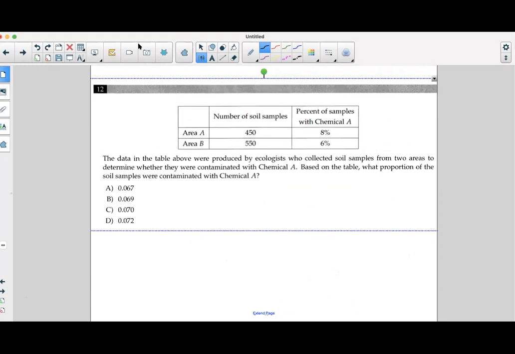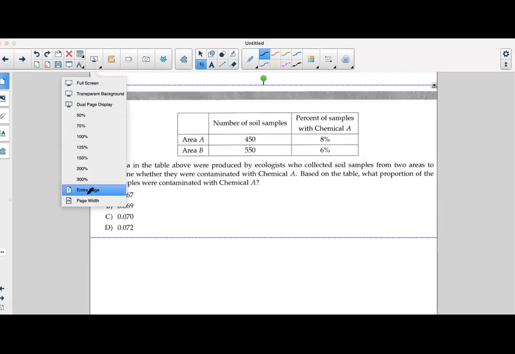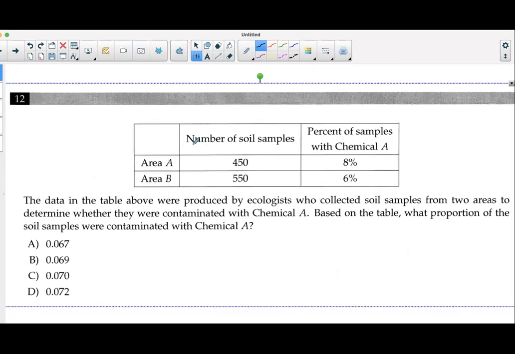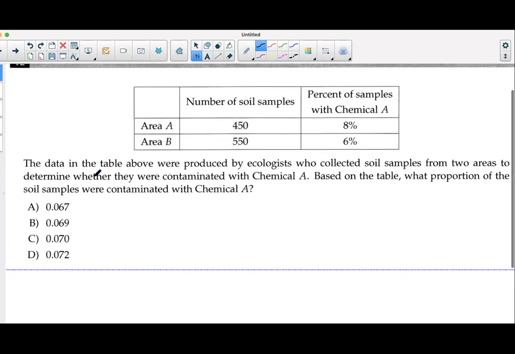All right, guys. So this is what we have. Let's try to read it and then see what's going on here. So number of soil samples and then percent of samples with chemical A. Okay, and then area A and area B and so forth and so on here. The data above were produced by ecologists who collected soil samples from two areas to determine whether they were contaminated with chemical A. So their concern is chemical A. Based upon the table, what proportion of the soil samples were contaminated with chemical A?